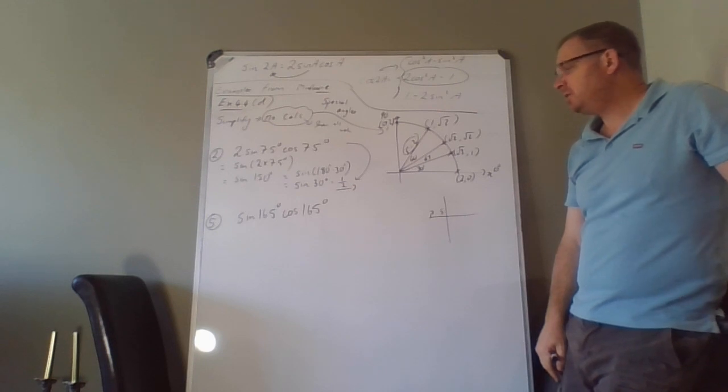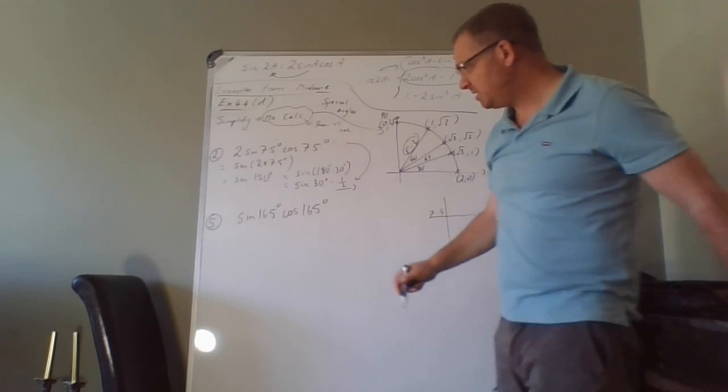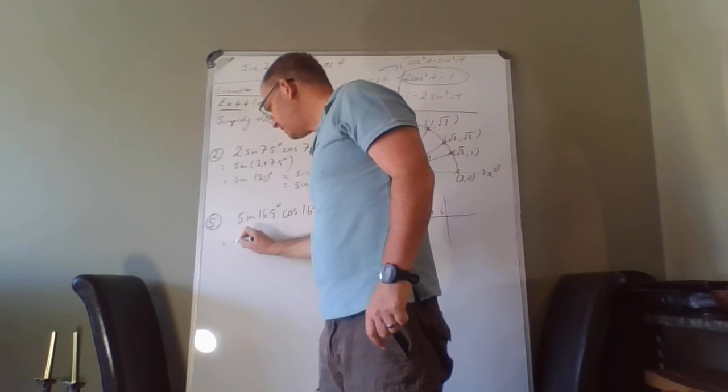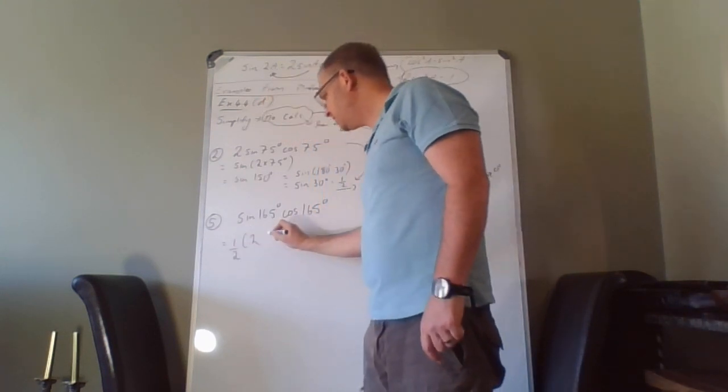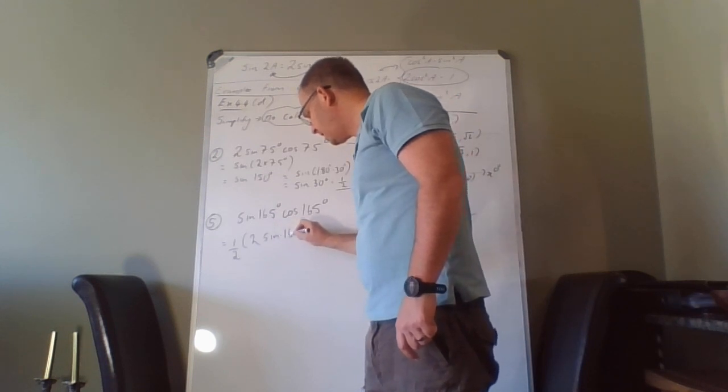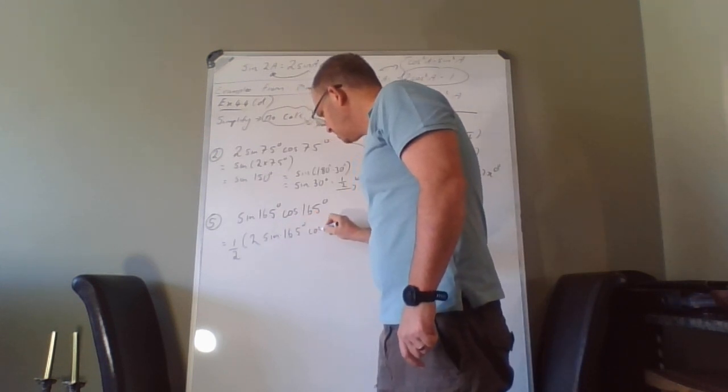But the problem is there's no 2 in front. Well, it's pretty easy to overcome that problem. You just say, well, if I have a half times 2, then they cancel out. So you're doing nothing to it, you're just writing it in a different way. Okay?